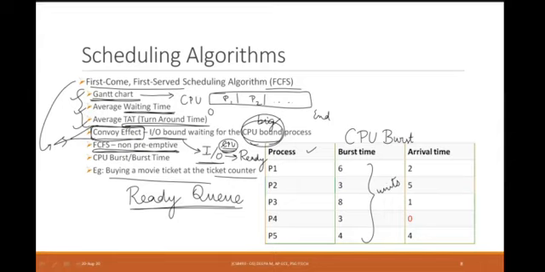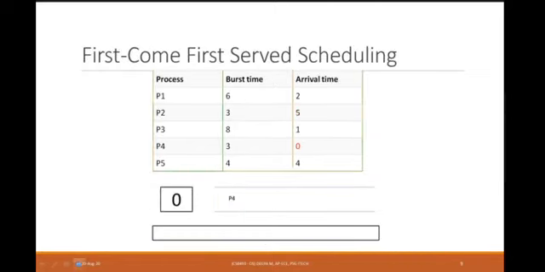And what is this? This is your arrival time. It is the time at which the process arrives or comes to your ready queue, not the new state, but the ready state. So we have 5 processes, the time each is going to spend in the CPU, and its arrival time to the ready queue. Shall we move on to the first algorithm? First come, first serve.